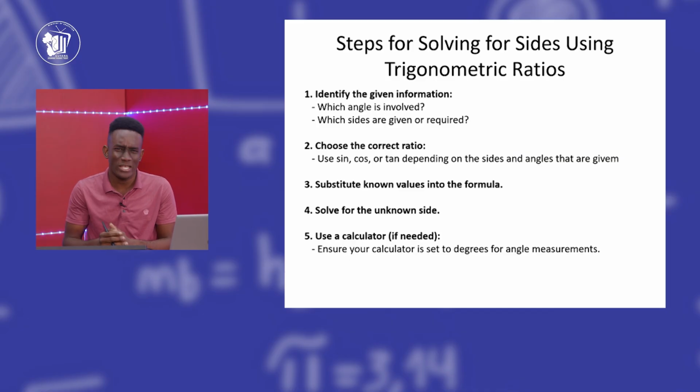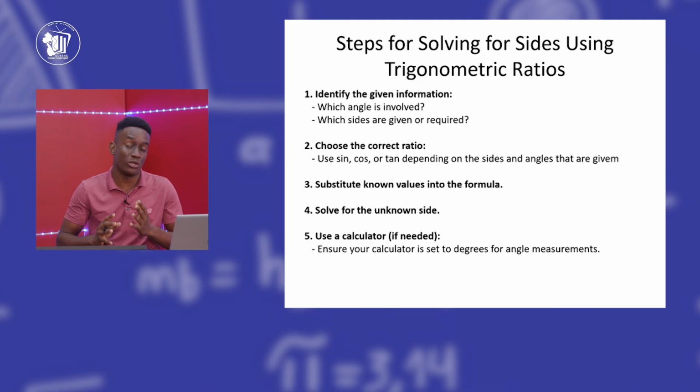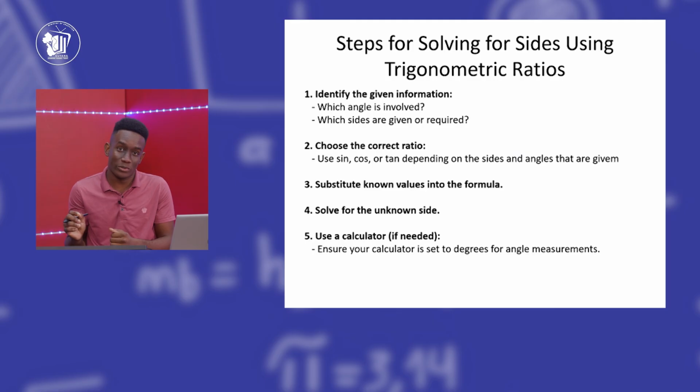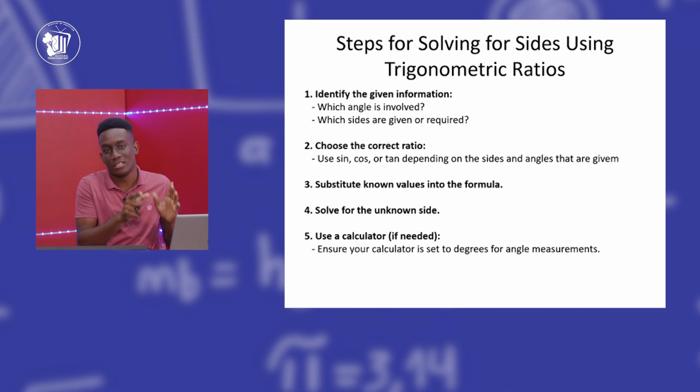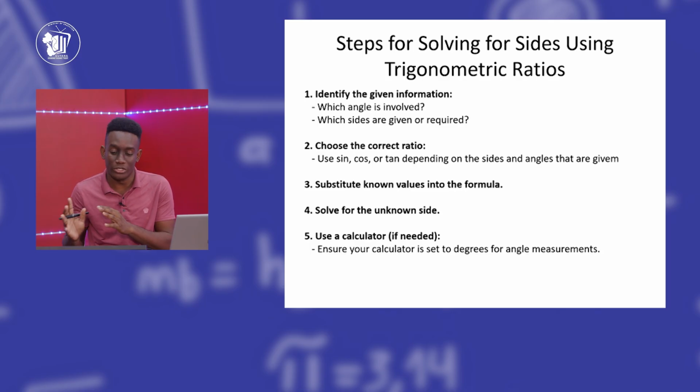Now let's look at some additional things we need to know before we can apply the trig ratios. The first thing is to identify the information given: what angle is given and what sides are given. Then we label the triangle by the different sides, and we also identify the angle. From what is given, we then decide which ratio to use. We choose the correct ratio from what is given, then we substitute the values into the ratio or formula, and then we solve for the unknown side.